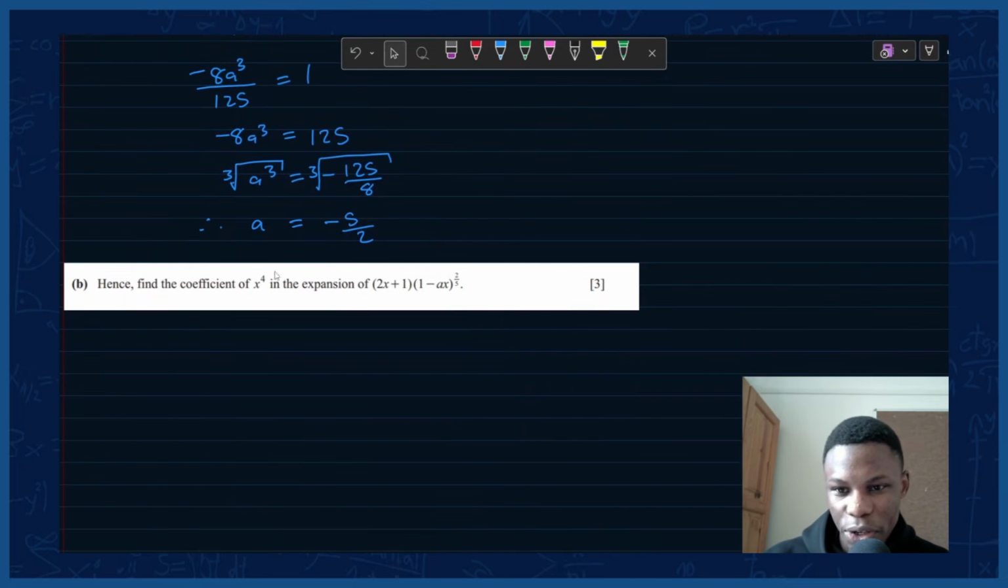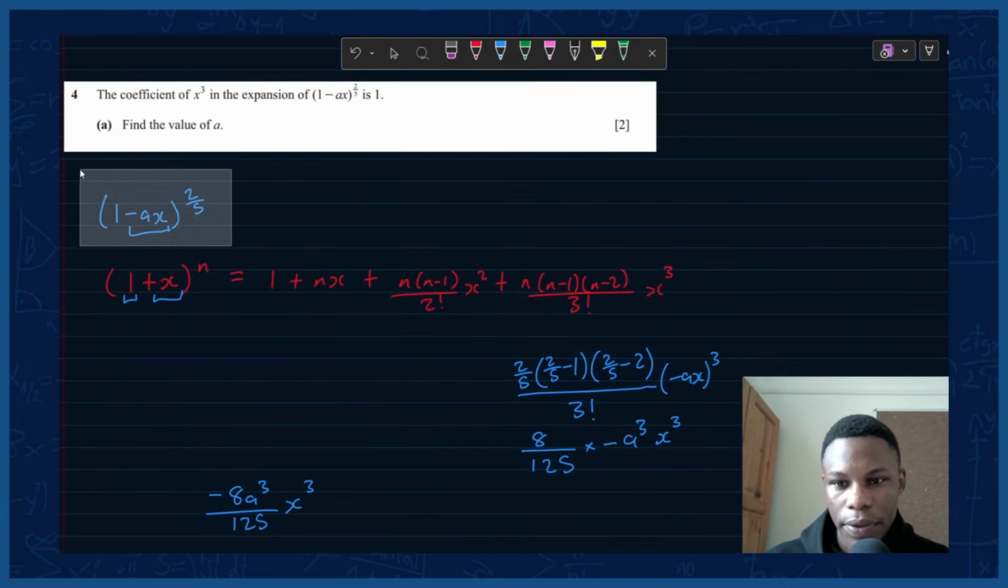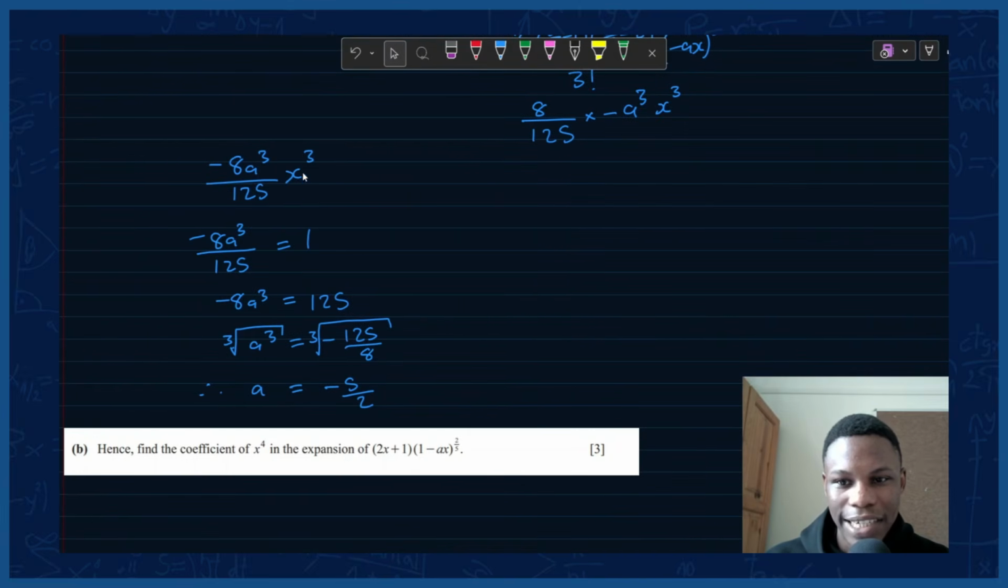Part B says, hence find the coefficient of x to the power 4 in the expansion of 2x plus 1 times 1 minus ax to the 2 over 5. So I hope you can see this question feels a lot like the pure 1 question, except now just using the binomial expansion formula for pure 3. So 1 minus ax to the power of 2 over 5, that's the bracket we have in part A. So we already know the term in x cubed. If I take this term in x cubed and I multiply it by the 2x, I'm going to get a term in x to the 4.